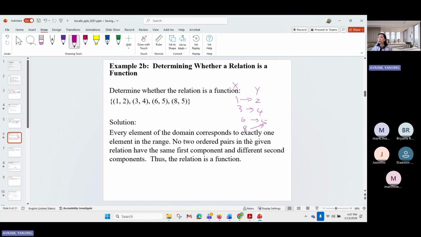Okay. So even though they have the same outcome 5, 1 x, 6, corresponding to only 1 y, 8 is also corresponding to 1 y. So actually this one is still a function. So yes, that is still a function.